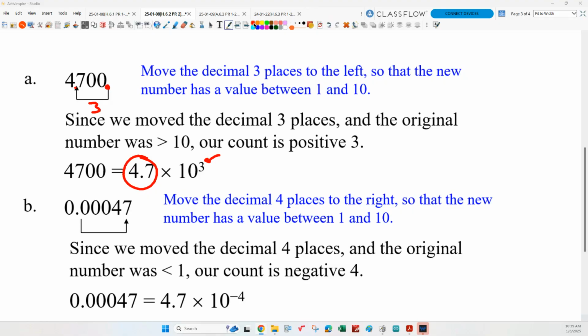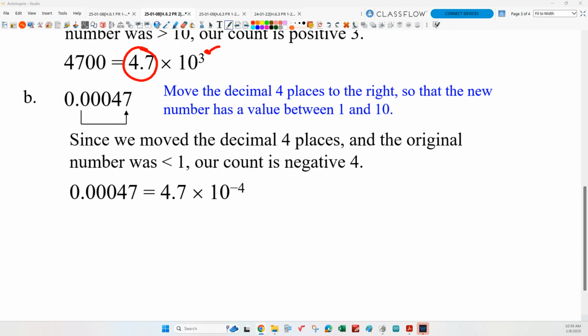And then something like this, a really small number. This time we've got to move the decimal 1, 2, 3, 4 places. Is that right? 1, 2, 3, 4. Yeah, 4 places to the right to create a number greater than or equal to 1. And so we get the exponent -4.